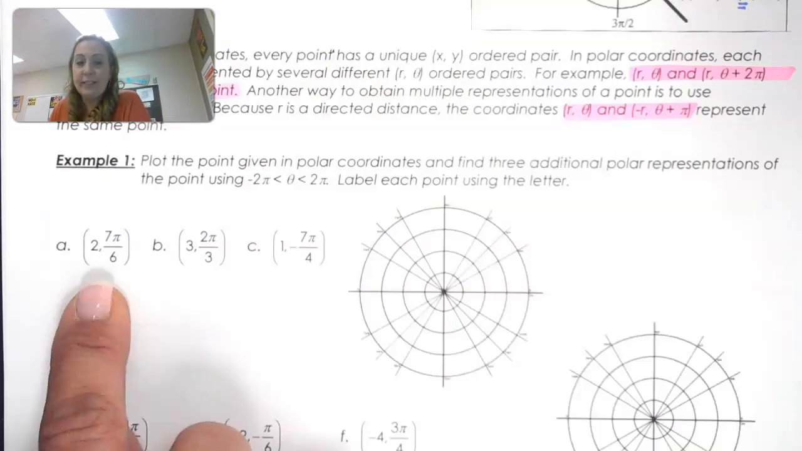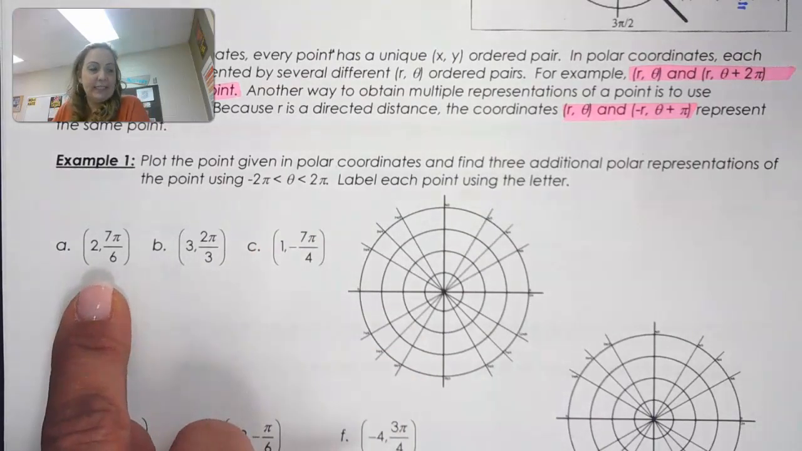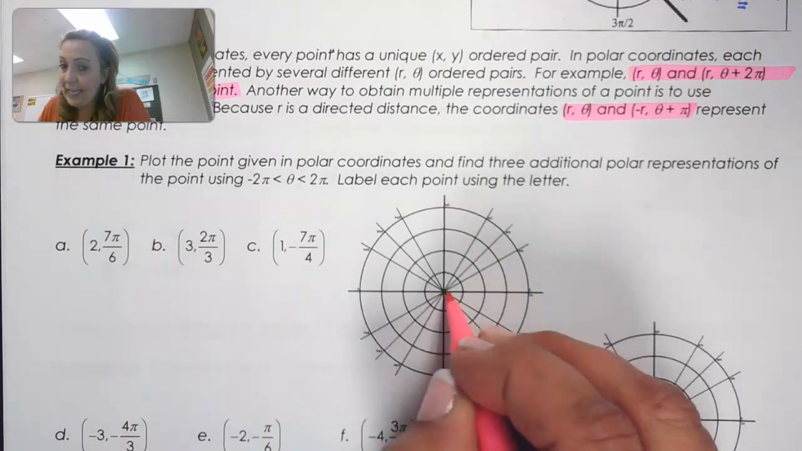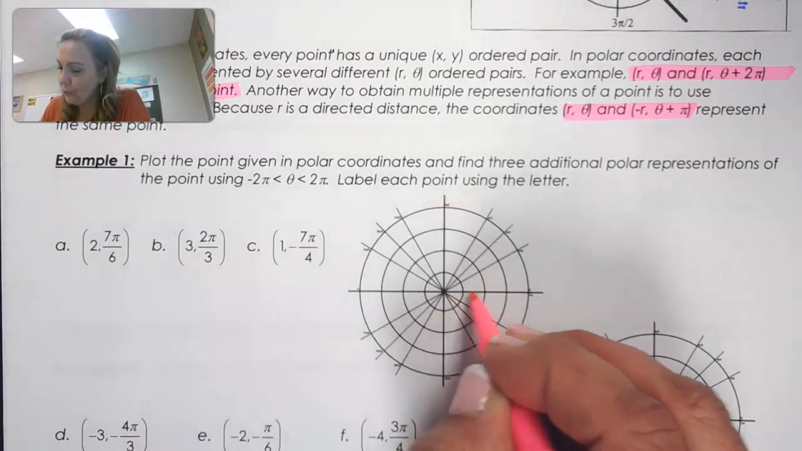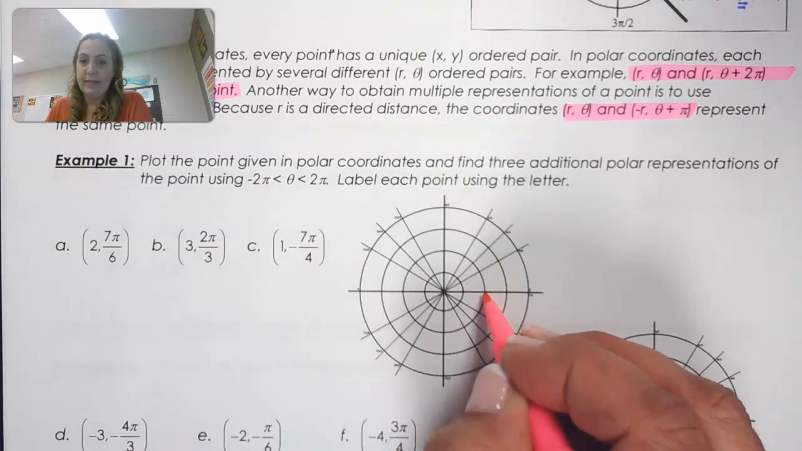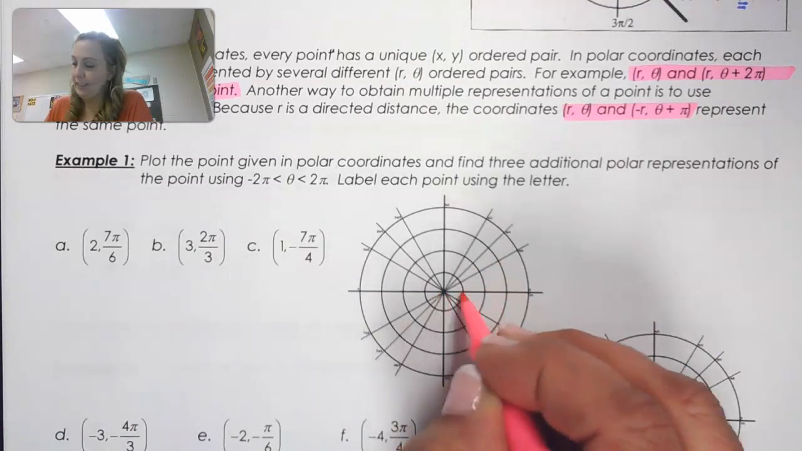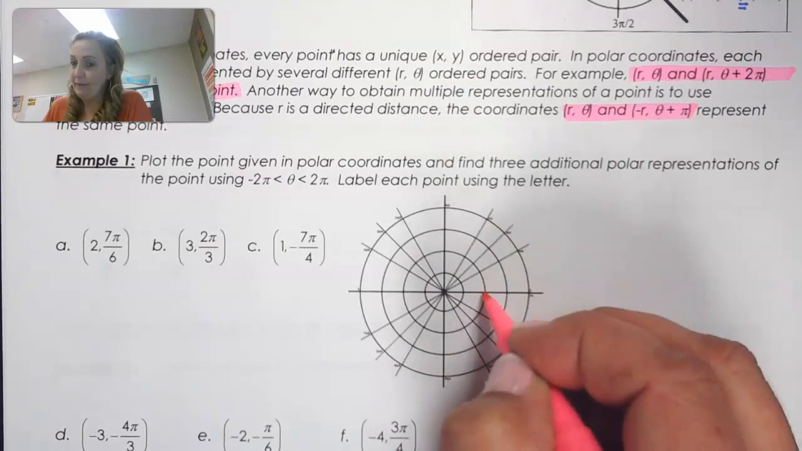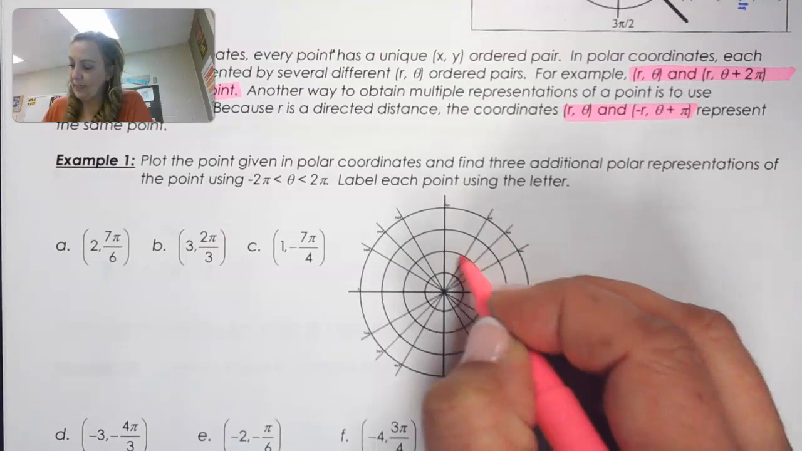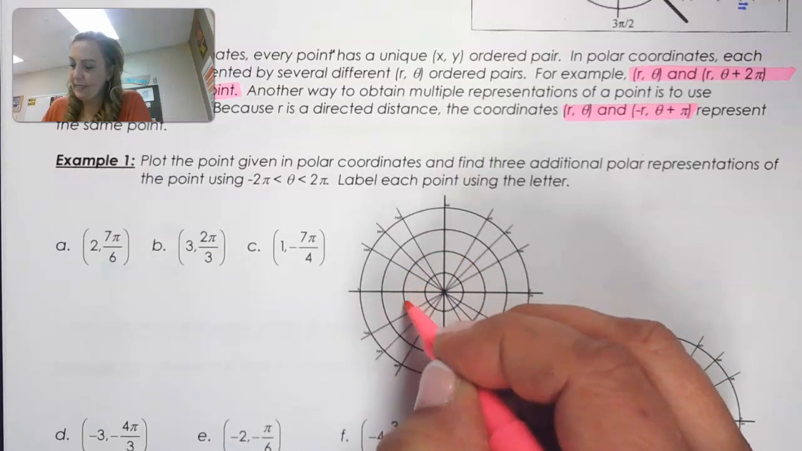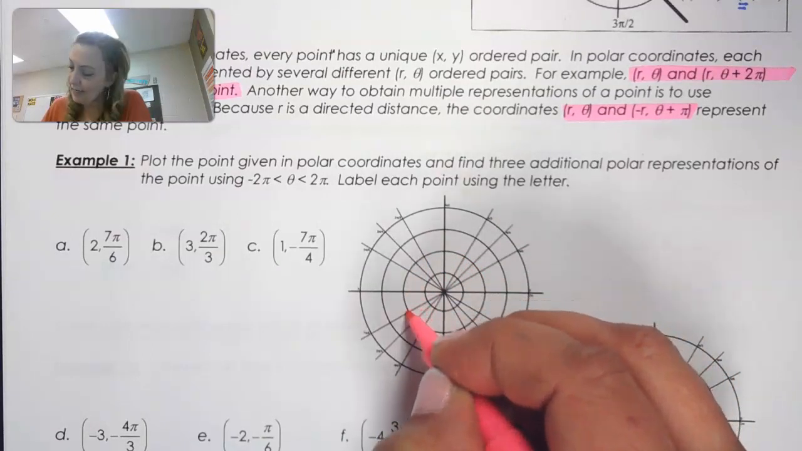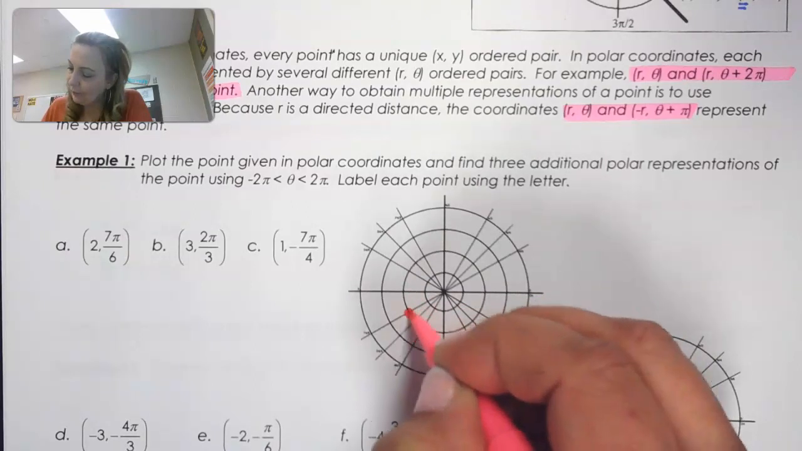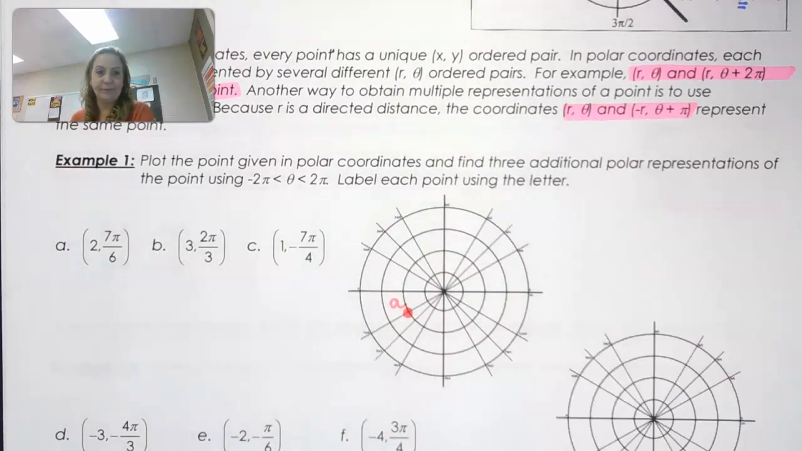And so we're going to start by plotting (2, 7 pi/6). So what that means is that we're going to go 2 units out. So the first concentric circle, the second one, and then we want to go around to 7 pi/6. So here's pi, here's 1 1/6 pi. So this is going to be where we have that letter A, (2, 7 pi/6).